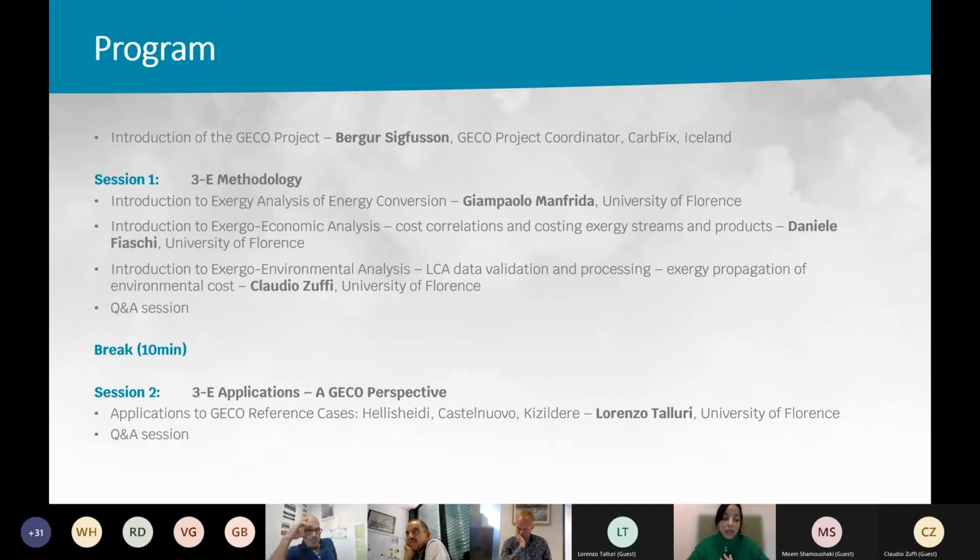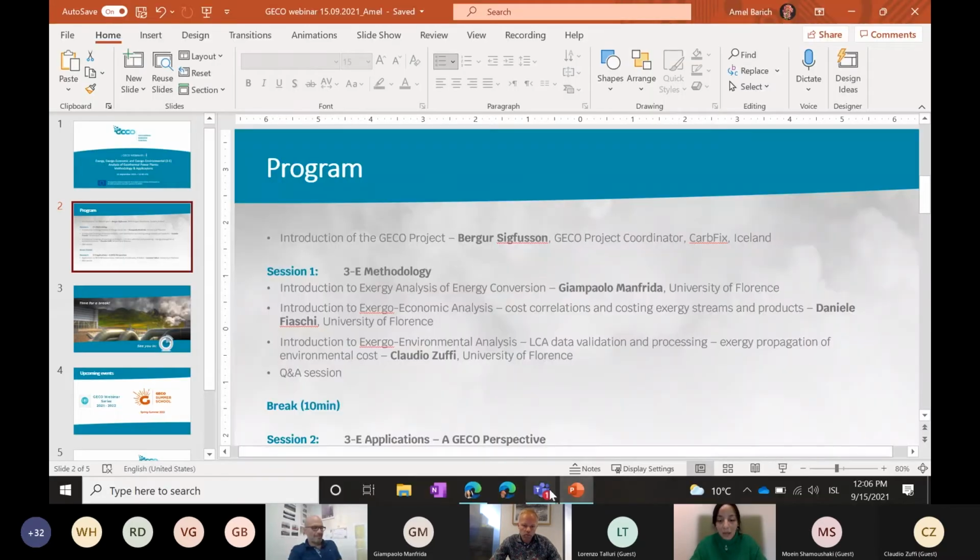Then we will dive into the second session, where we will talk about the application of these methods into the GECO project. Lorenzo Talluri, also from University of Florence, will give us a perspective around the different demo sites and how we apply this methodology in assessing the geothermal power plants that we have in the GECO project. We will end with a Q&A session. With no further ado, I will give the floor to Bergur to give us an introduction on the GECO project.